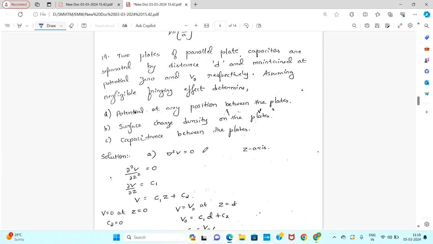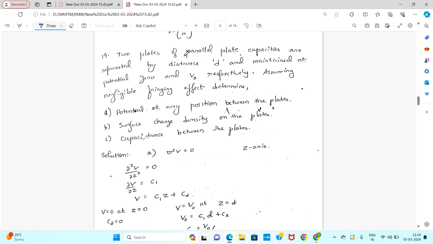Similarly, you have to go for the third problem. Two plates of parallel plate capacitors are separated by a distance, with charge density, and maintained at potential 0 and V0 respectively. Again, as you can see, there are two parallel plates. The distance between these two is d. One of them is at 0 potential, the other one is at V0. Assuming negligible fringing effect, determine the first part: potential at any position between the plates.